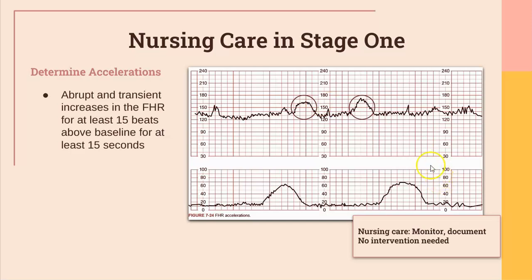You're just going to monitor this. This is actually what you want to see. You want to see good variability. You want to see a baseline between 110 and 160, and you want to see accelerations, which again are those abrupt increases in the fetal heart rate for at least 15 seconds, and you want it to be 15 beats above that baseline. Again, your nursing care, you're going to monitor, you're going to document, and there's no intervention necessary.